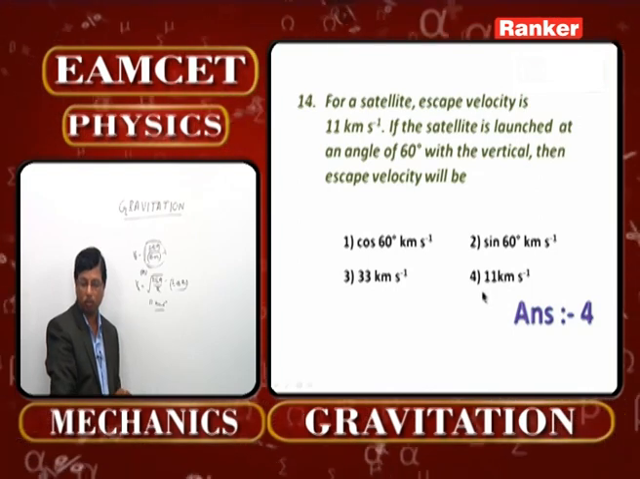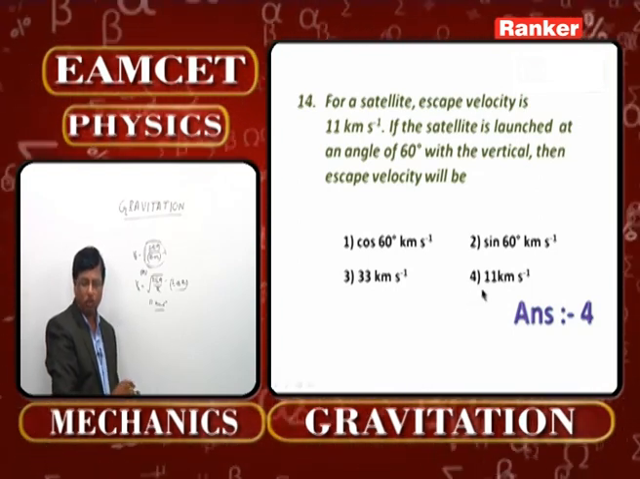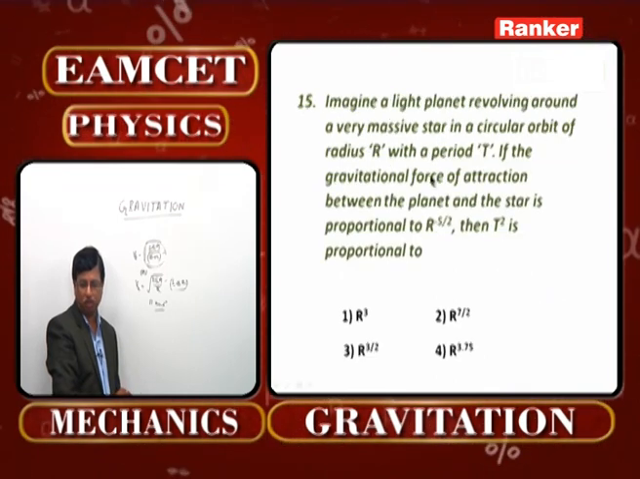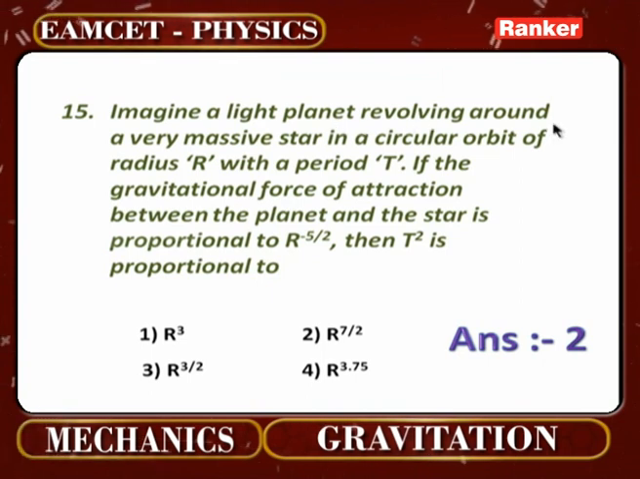These are the points we have to look into. So, the fourth option is correct for this 14th question. Now, look at the next question, that is problem number 15. Imagine a light planet revolving around a very massive star in a circular orbit of radius capital R with a period capital T. If the gravitational force of attraction between the planet and the star is proportional to r to the power minus 5 by 2, then T square is proportional to what?